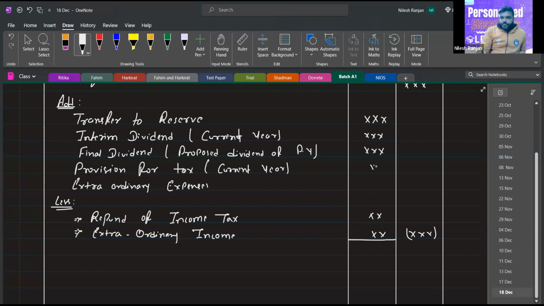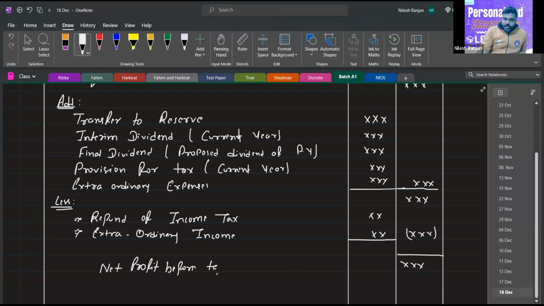Done. Yes. Okay, so this is our format to calculate net profit before extraordinary items, and this item will be deducted here, and you will get net profit before tax and extraordinary items. Please copy this.